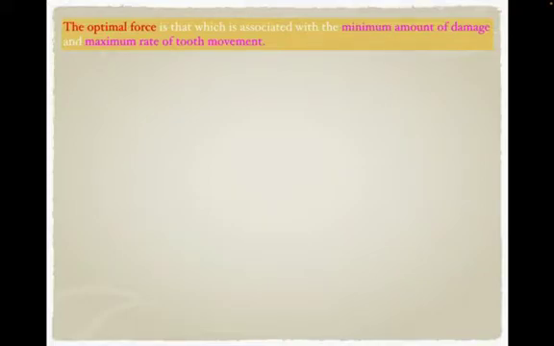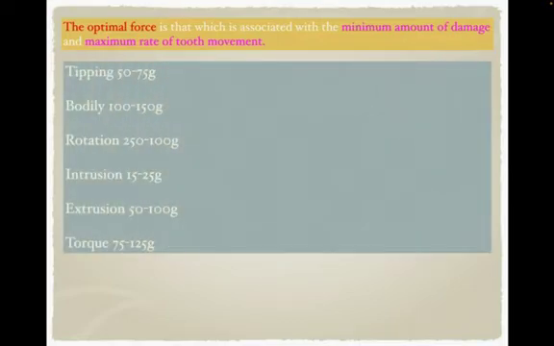So back again to the definition that we said, optimal force. What is the amount of optimal force that we need? We know the definition: the minimum amount of damage and the maximum rate of tooth movement. And we have these numbers that I just mentioned. This one is quoted from Proffit's textbook, Contemporary Orthodontics, and that one is used from many animal studies. But are these numbers valid?